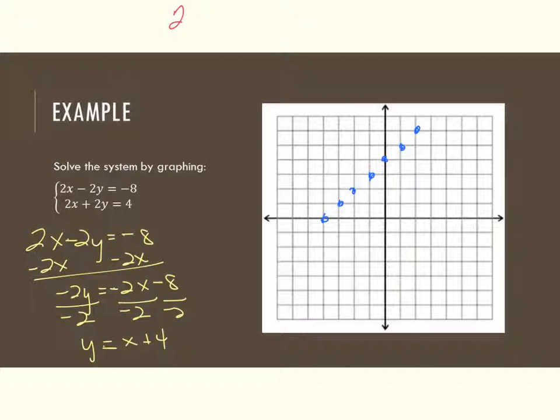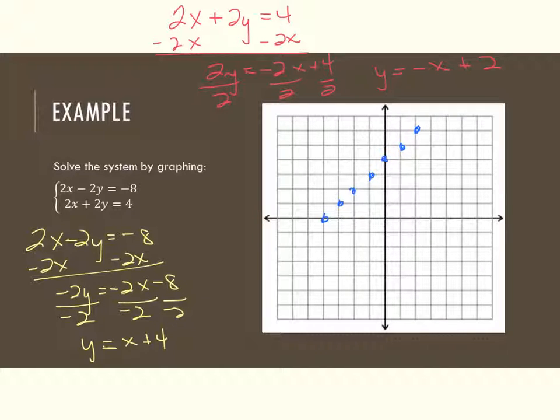And I'm going to look at the other one. 2x plus 2y equals 4. Do the same thing here, subtract 2x. So we get 2y equals negative 2x plus 4, divide by 2. Y equals negative x plus 2. Okay, so I start at 2 and go down over 1. But see, if I go this way, they're not going to cross going that way, so I need to go back the other way, and look at that. I found where they cross.